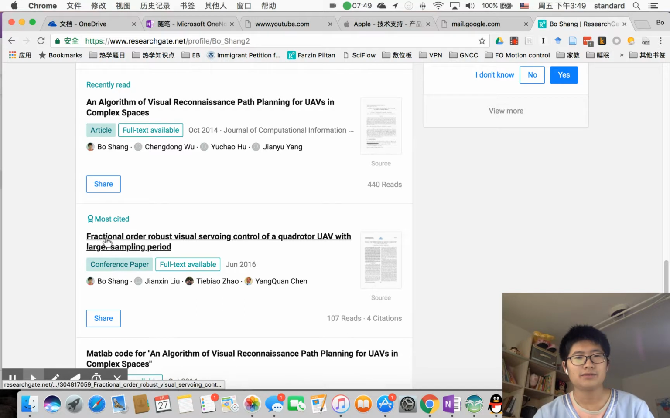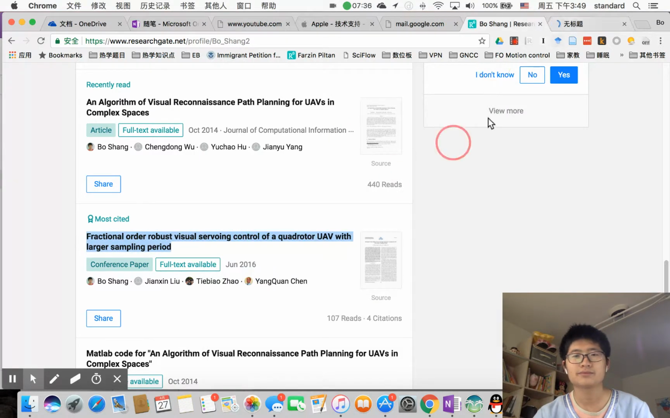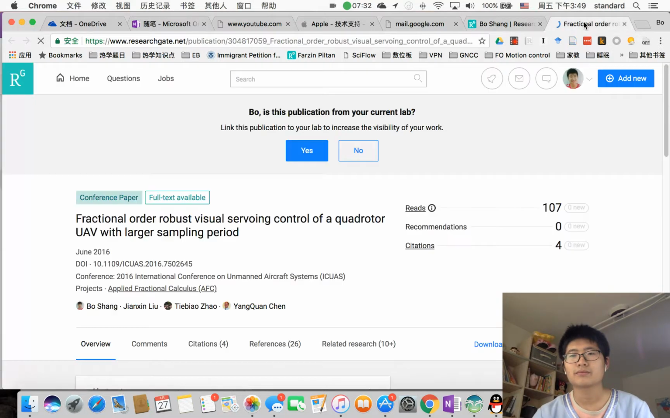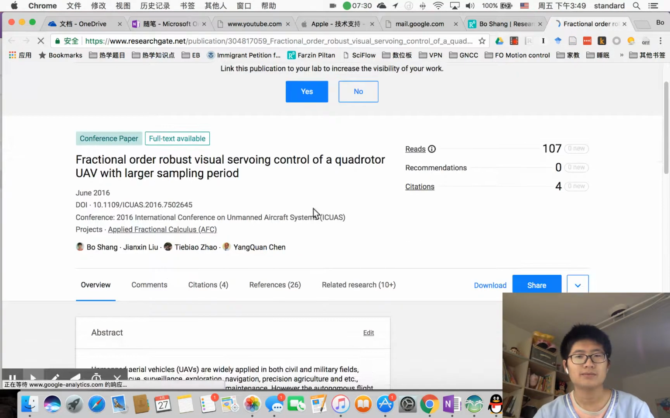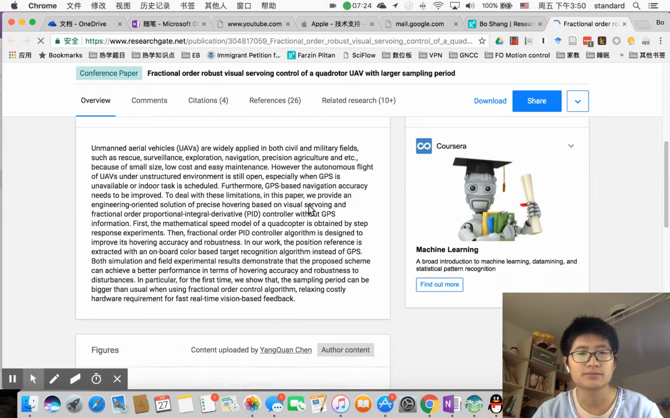And this one is the most cited: fractional order robust visual servoing control of a quadrilateral UAV with larger sampling period. From this article, you can see what I have done around drone visual servoing.